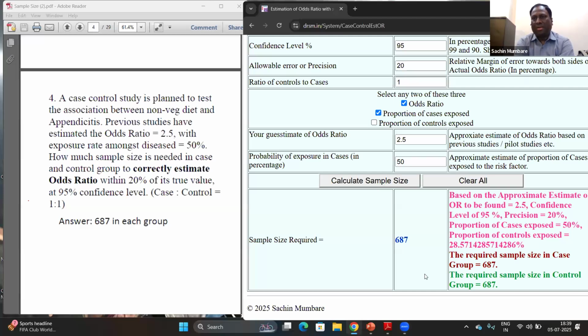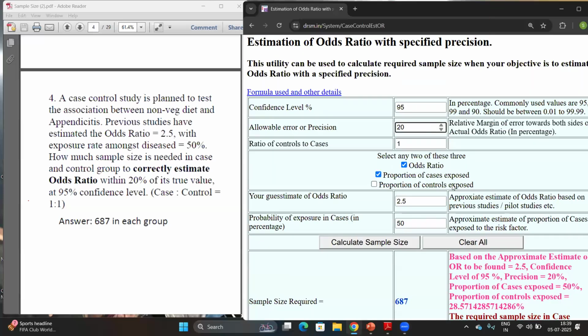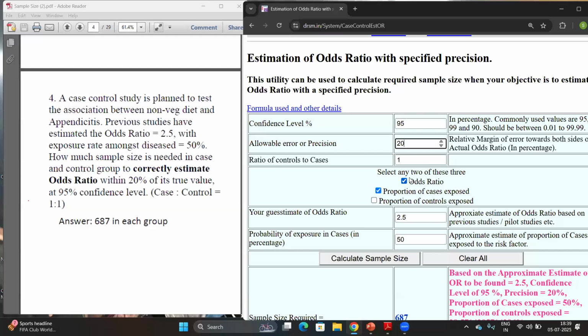Can you just guess? Because you cannot change the guesstimate of the odds ratio. You cannot change the probability of exposure. Precision, yes, that is correct. You can increase the allowable error. If you increase the allowable error, the sample size will be reduced.